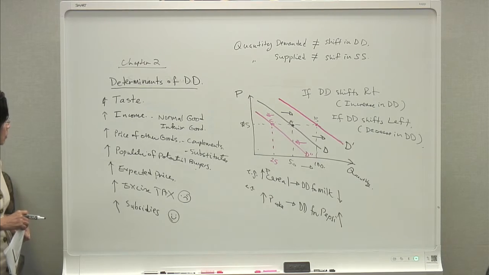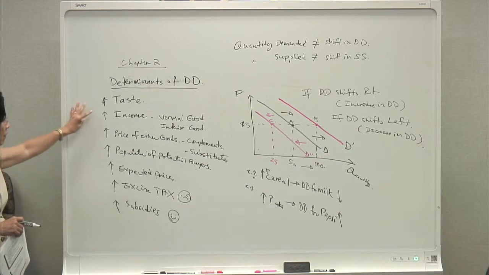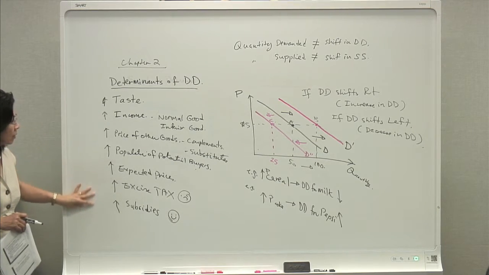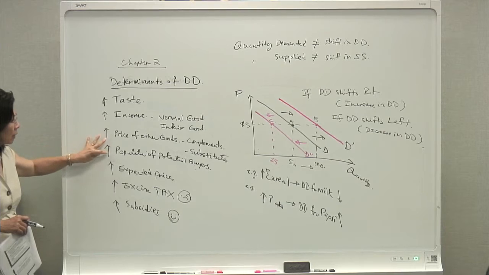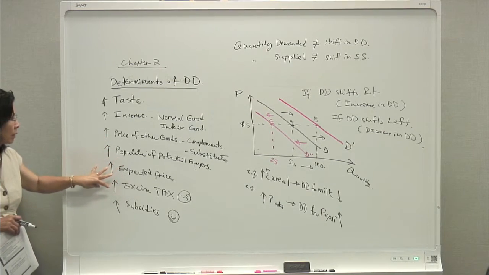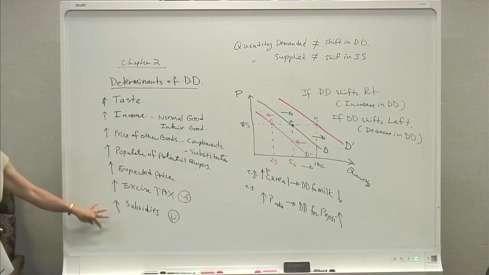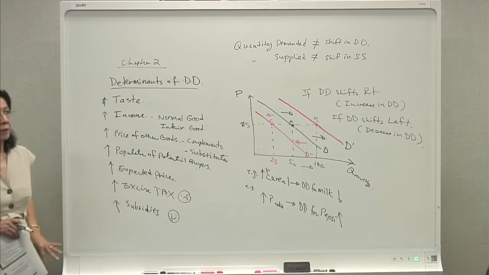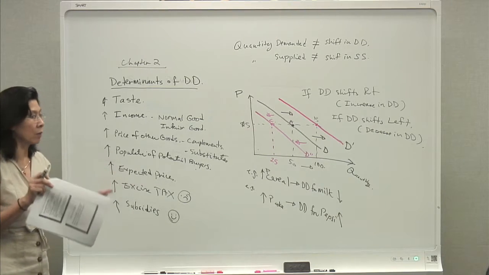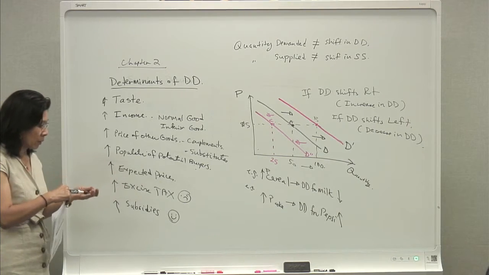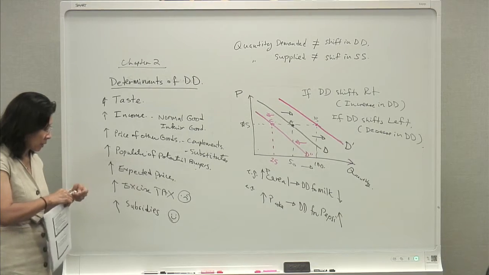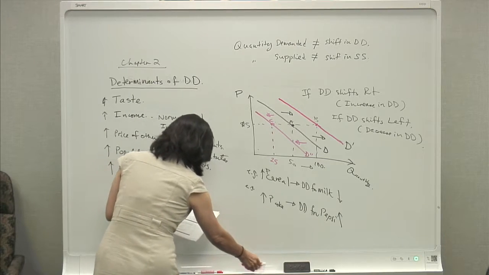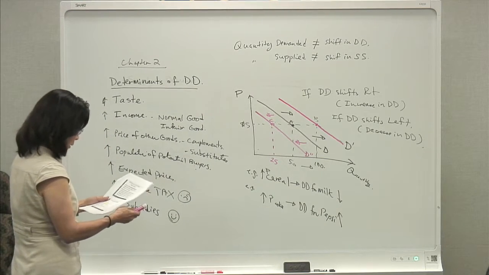So I think I have explained everything already. Now everything has the opposite side of it. So far we're looking at the increase of taste, income, price of other goods, population of potential buyers, expected price, excise tax, subsidies. All this, how does it affect the demand curve? Does it shift to the right or shift to the left? So just to summarize very quickly, I'm going to mark the ones shifting to the right and to the left.